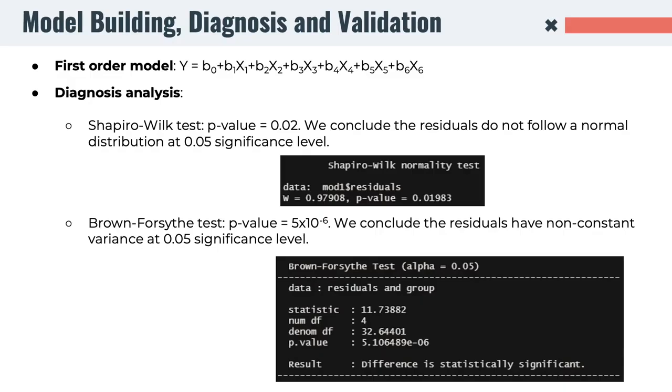Now we are going to describe our model building, formal diagnosis, and validation. Our first order model is a linear model where all the variables are involved. And as we can check earlier, our first order model doesn't follow a normal distribution on residuals. And also, the residuals have non-constant variance.